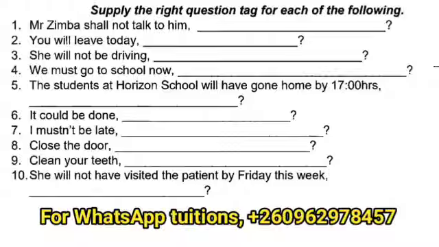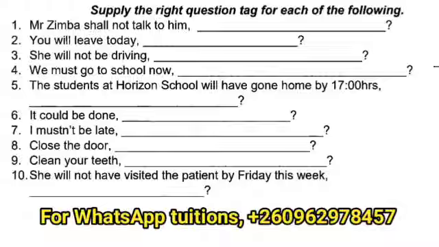Now, since the sentence is already in negative form, you don't write the word not, whether in its short form or long form. It's already in negative, so no need to write the word not on the tag. You simply say shall, and then you ask yourself again, is Mr. Zimba a female or male? Definitely male. So you say, shall he? Mr. Zimba shall not talk to him, shall he?